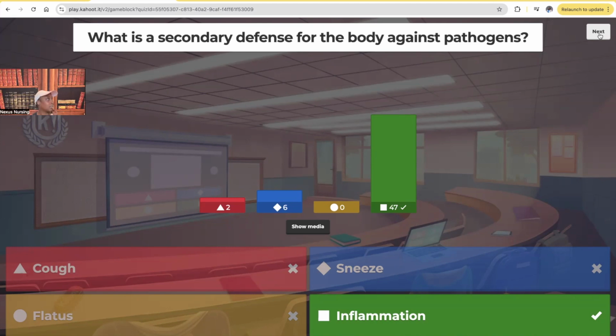Flatus, that's farting, not sneezing. No, mucous membranes, very good. Mucous membranes and what? Skin. There you go. Very good. The skin and mucous membranes, that's your primary defense. That is your primary defense against pathogens, bacteria, viruses, fungus, all that good stuff, right? And then let's say they get through, your secondary defense is inflammation. Very good. Flatus.